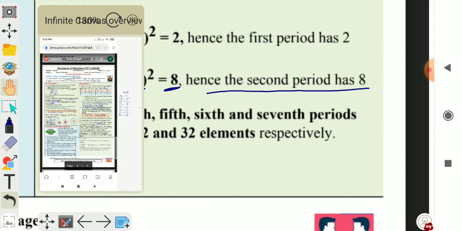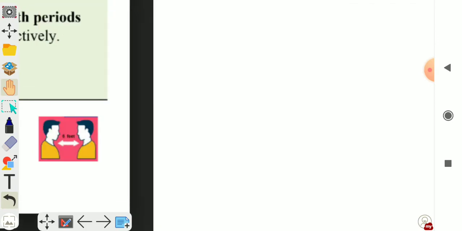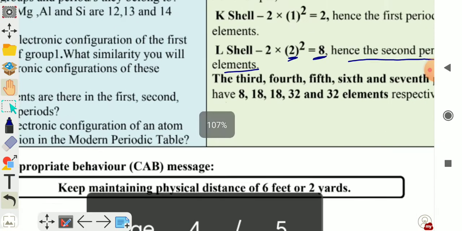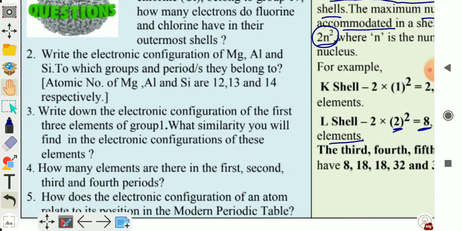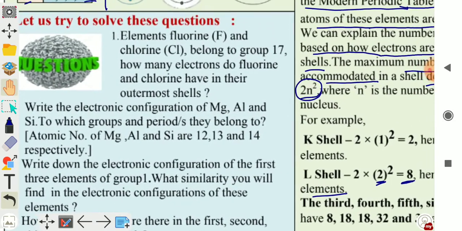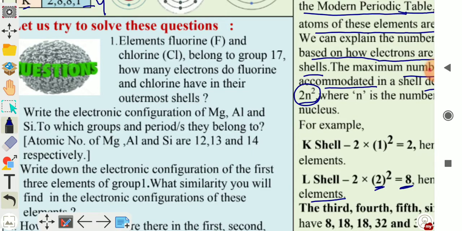Now we will discuss the question answers. Your first question is: elements fluorine and chlorine belong to group 17. How many electrons do fluorine and chlorine have in their outermost shells? So the atomic number of fluorine is 9, while the atomic number of chlorine is 17.